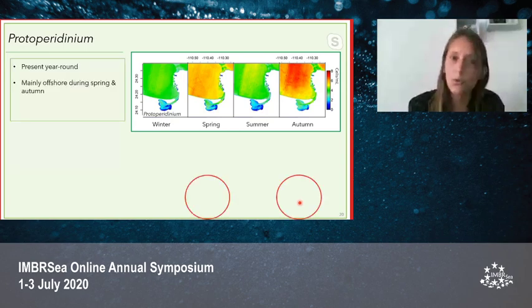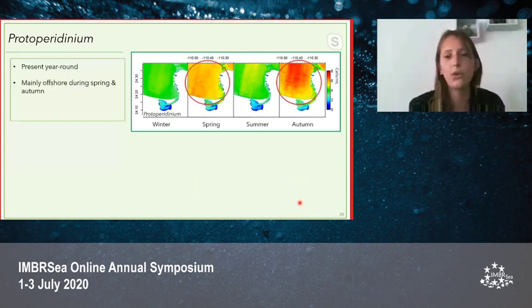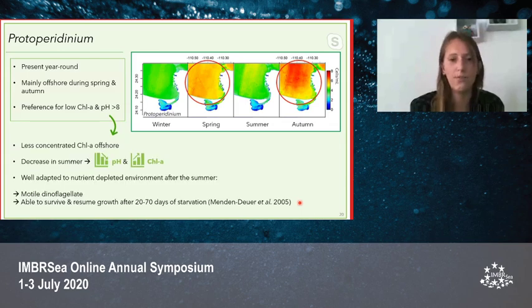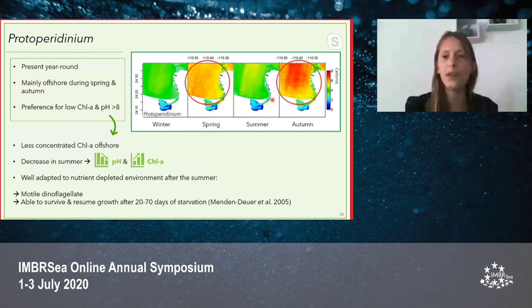Protoperidinium was also present year-round, but was predicted to occur mainly in the offshore area during spring and autumn, and showed a preference for low chlorophyll A and high pH. So why in the offshore area? Because in this area the chlorophyll A is less concentrated. The decrease of abundance that is observed in summer is due to the fact that the pH is decreasing and the chlorophyll A is increasing, so it doesn't meet the environmental preferences of this genus anymore.